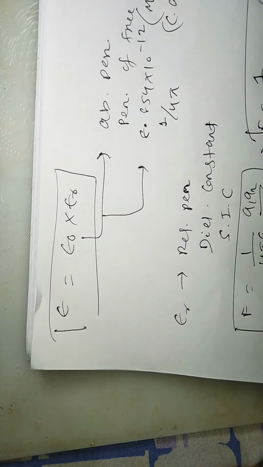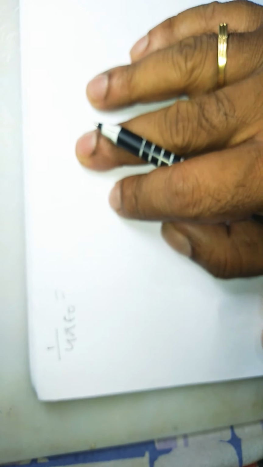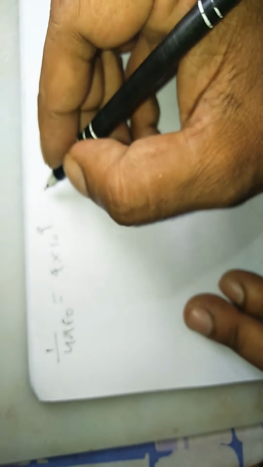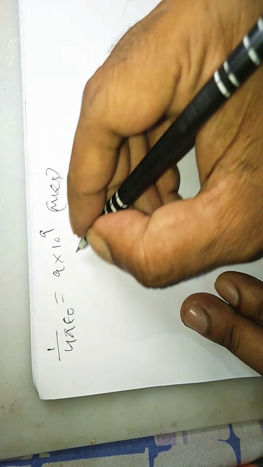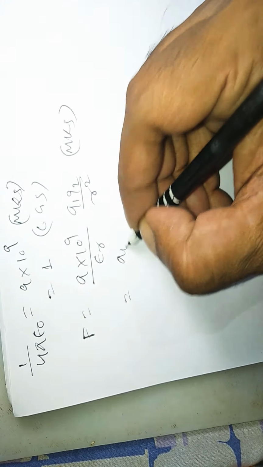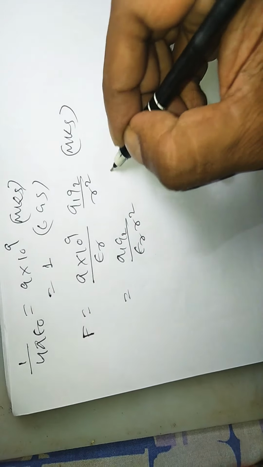Then let us talk about the next value. Now the constant 1 by 4 pi epsilon 0: if you put here the MKS value of epsilon 0, you will get nearly 9 into 10 to the power 9. That is your MKS value. If you put the CGS value of epsilon 0, you will get 1. So the formula is F is equal to 9 into 10 to the power 9 by epsilon r times q1 q2 by r square. This is for MKS system, mind it. Similarly, for CGS it will be only q1 q2 by epsilon r r square. This is for CGS.